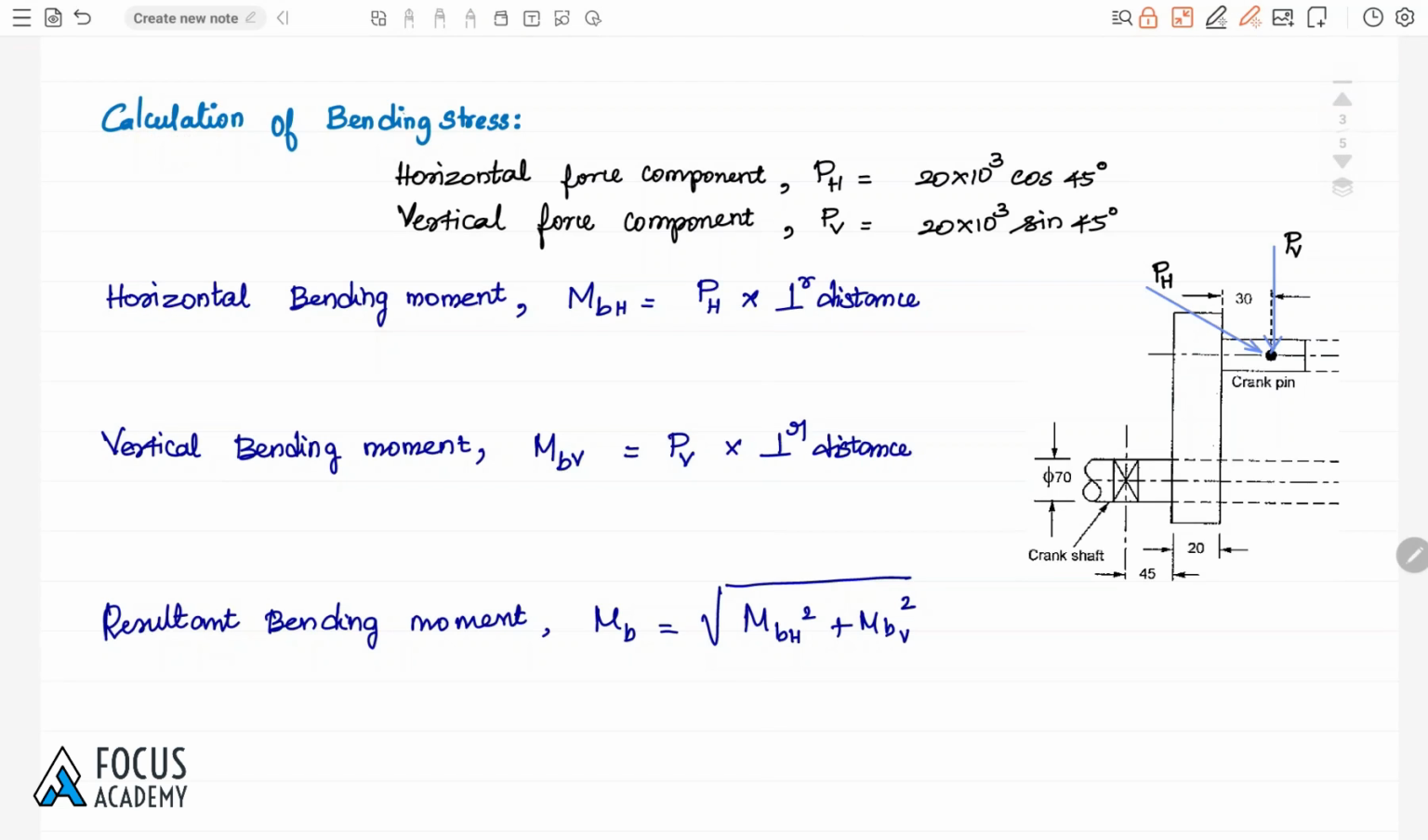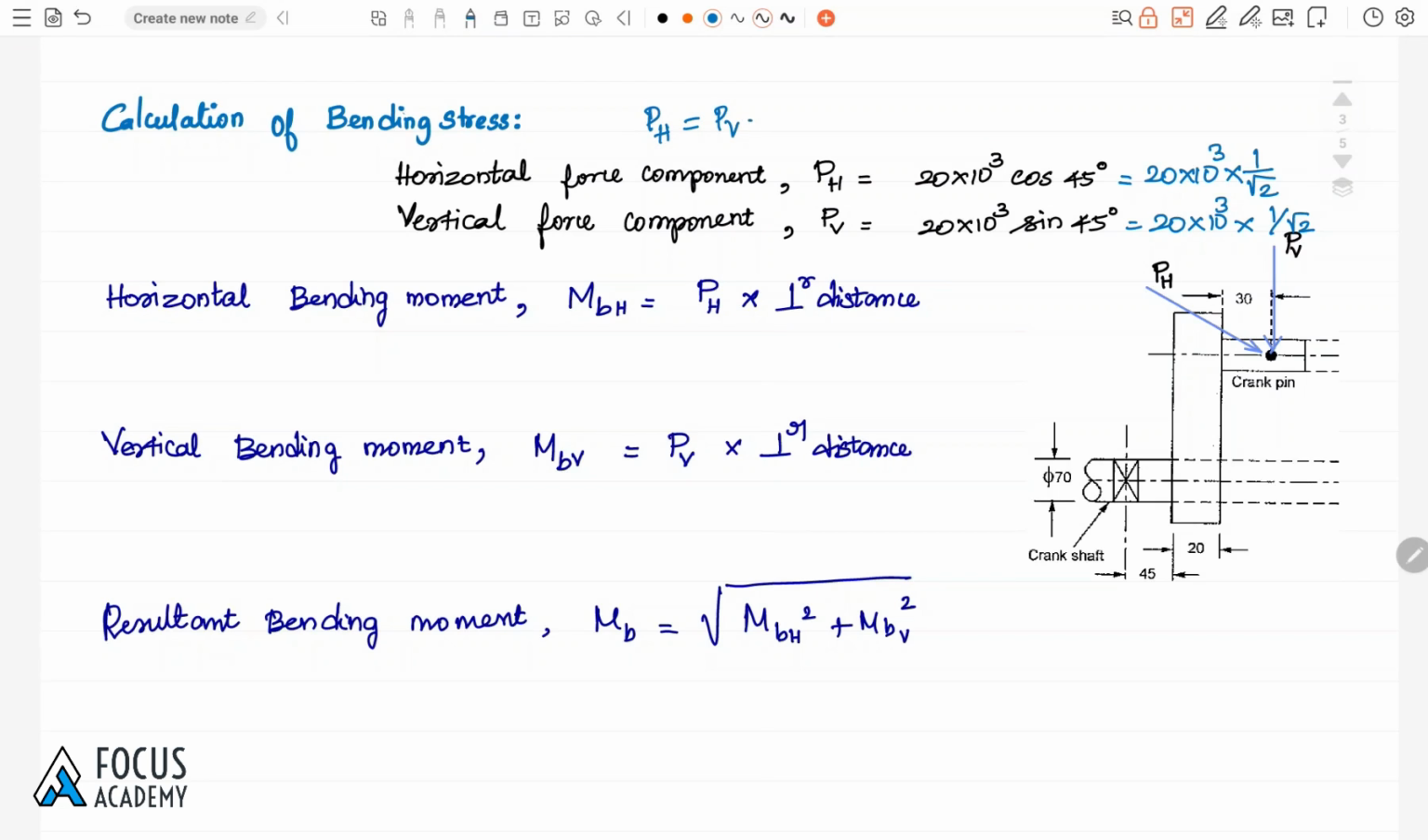So calculation of bending stresses. Due to the horizontal component and vertical component, the horizontal component PH is 20 cos 45, this in kilonewton, so 20 into 10 power 3 Newton, and the vertical component is 20 sin 45. So first of all, let me calculate the value of the horizontal component and vertical component. So here 20 into 10 power 3 cos 45, which is nothing but 1 by root 2, and similarly 20 into 10 power 3 and the sin 45 value 1 by root 2. So the horizontal component and vertical component are both equal.